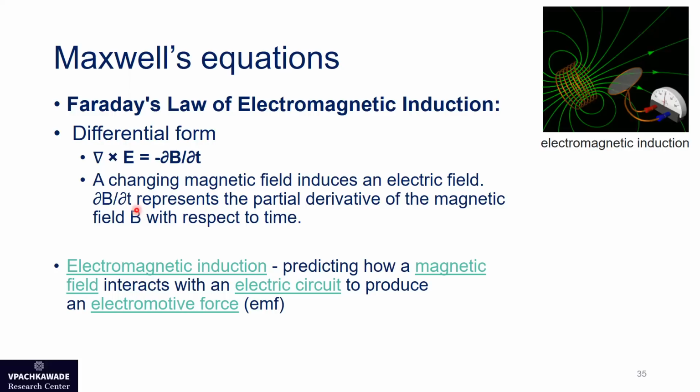So del B over del t is the partial derivative of the magnetic field with respect to time. Basically, electromagnetic induction helps us to predict how a magnetic field will interact with an electric circuit to produce an electromotive force, EMF. So when we are measuring the voltage here, in physics terms, we can call it an electromotive force, that is EMF.